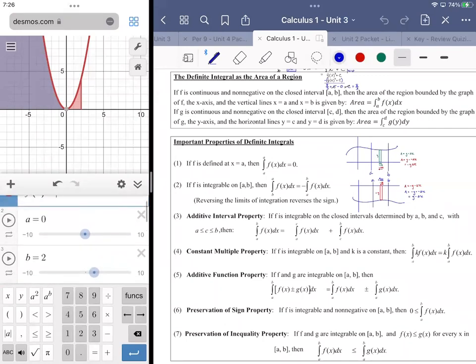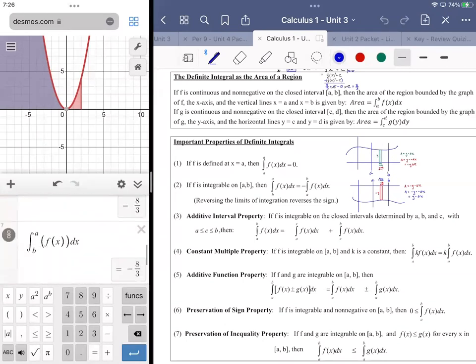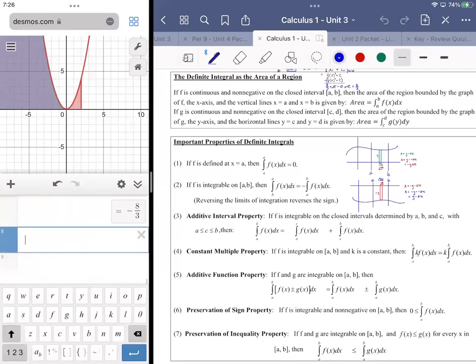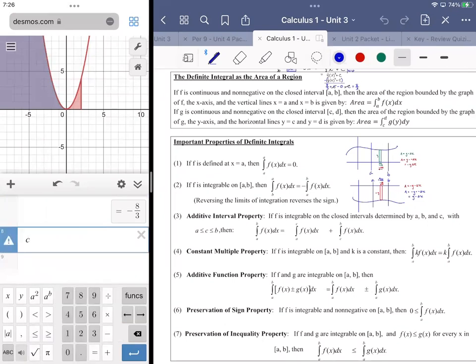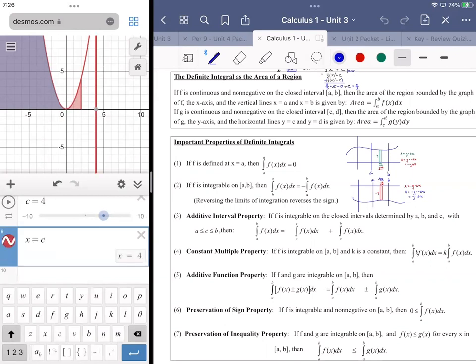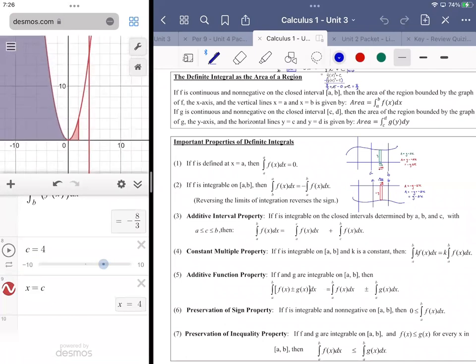Anyway, over the interval of A to B, we're looking at a particular area that we would like to determine the value of. But let's say I wanted to go from 0 to 2 and then 2 to 4. So let me get some kind of constant C in here, and I'll just make it a 4. So x equals C. So let's say I wanted to bring it out here.